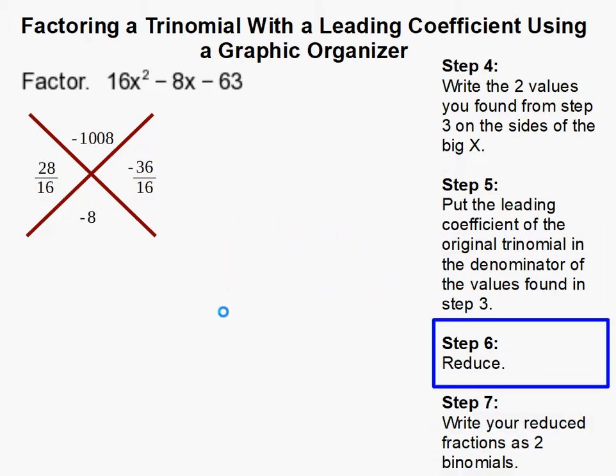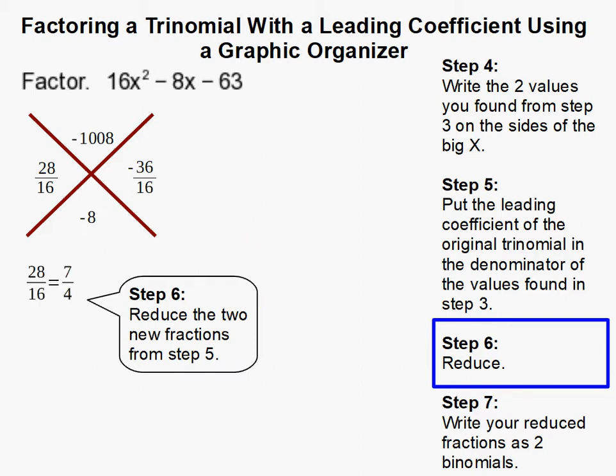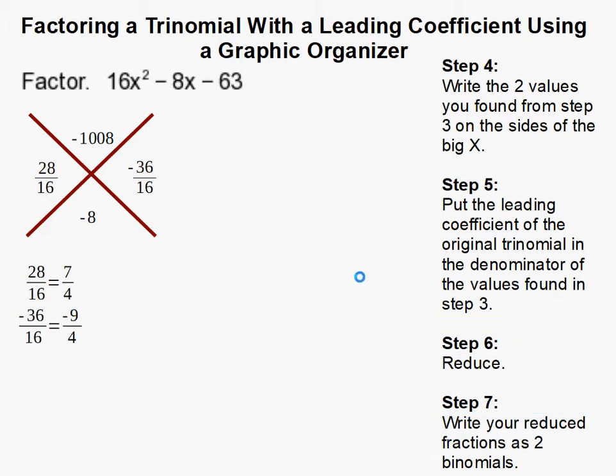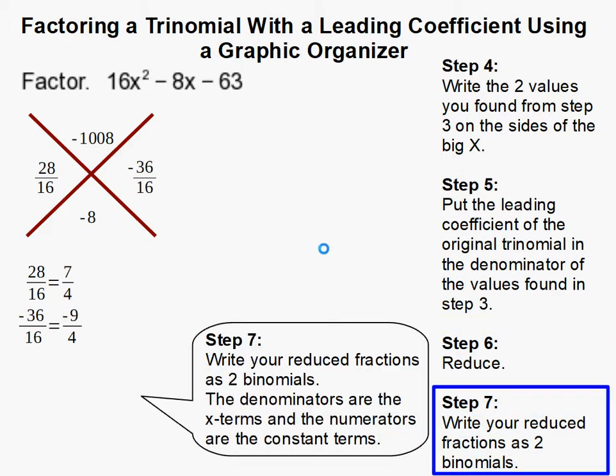Then we reduce those two fractions. So 28 over 16 becomes 7 over 4. Negative 36 over 16 becomes negative 9 over 4. And leave it as improper. You'll need that for the last step. And the last thing we're going to do is write them as binomials. So the denominators become the leading terms, or the x terms, and then the numerators become the constant terms.